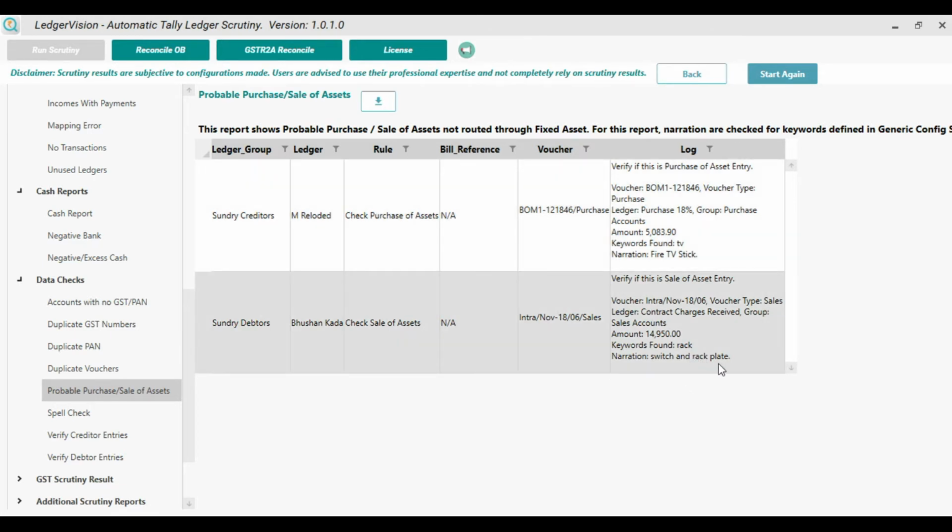Similarly, you can see the word rack is found by software. Amount is more than 5,000, and contract charges is the revenue income. It is not a fixed asset ledger, it is a revenue income ledger. So it is a sales account basically. So software is asking verify whether it is sale of asset.